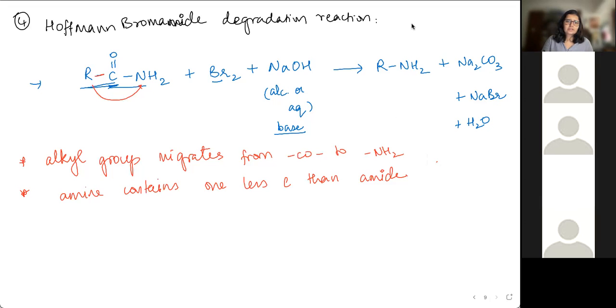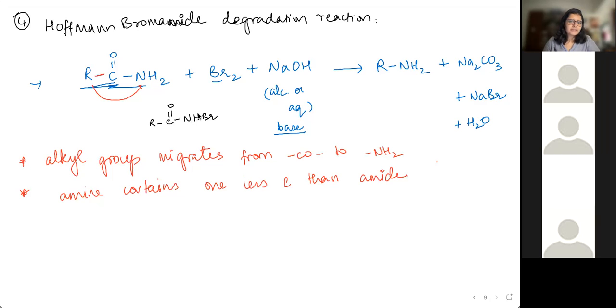So it's a really long process. First the base attacks this particular nitrogen. During the reaction, it's not like this bond breaks and then directly gets attached to nitrogen. First, the base, the OH minus, attacks the NH2 of the amide and takes away the H plus. During this process, the amine group gets converted into a bromamide intermediate. So you get something like R C double bond O NHBr.